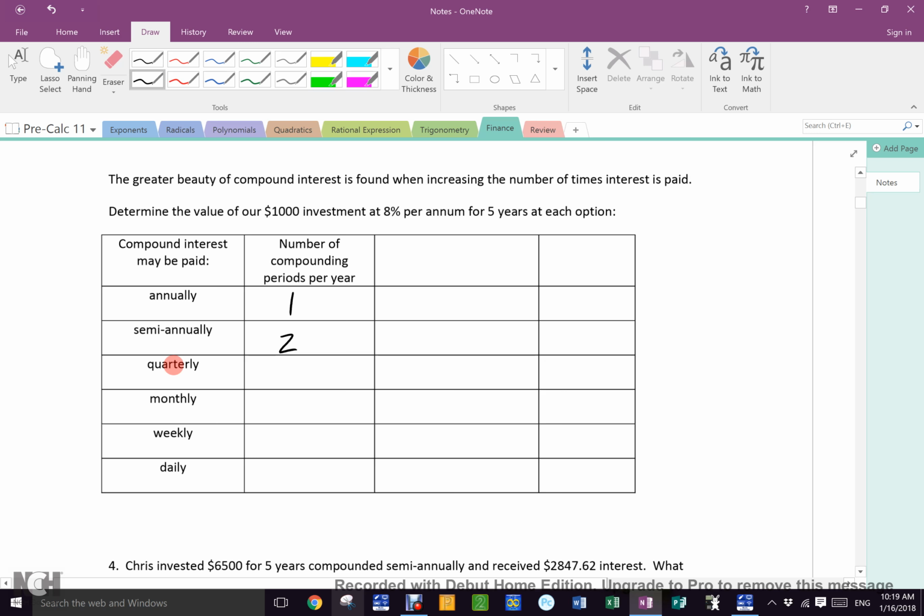2. What if it's quarterly? 4. What if it's monthly? 12. What if it's weekly? 52. What if it's daily?